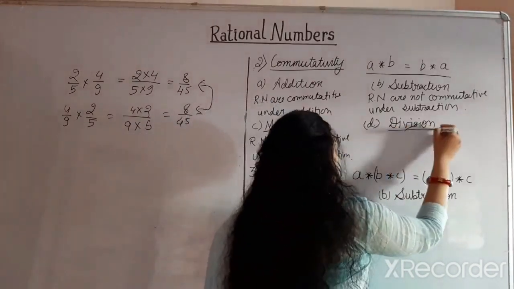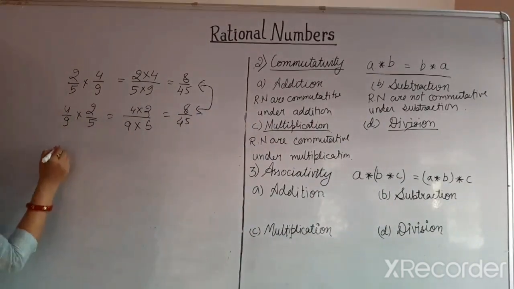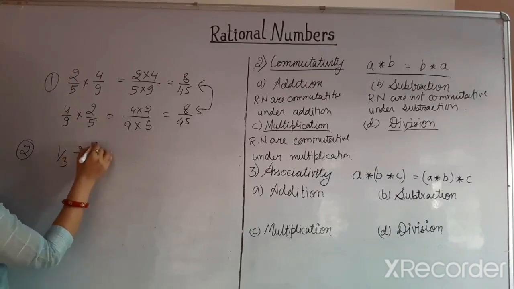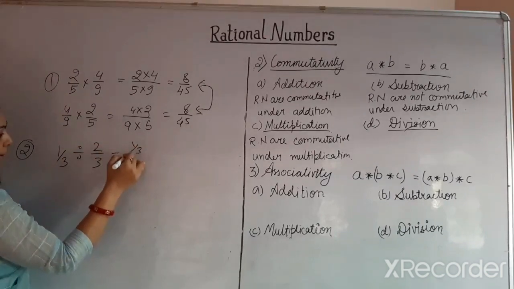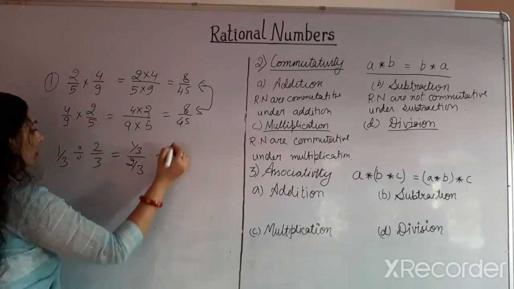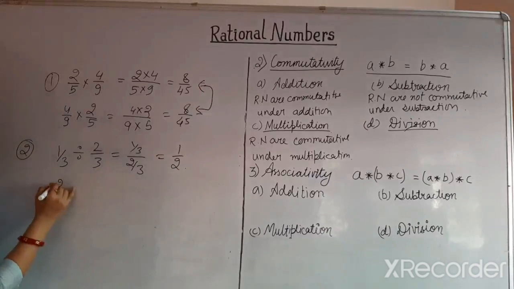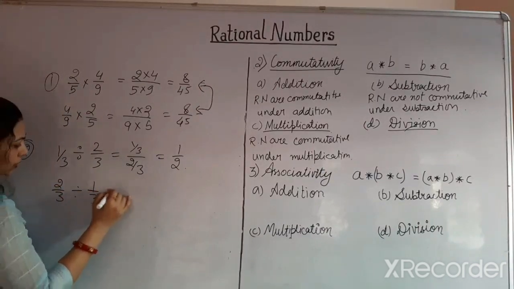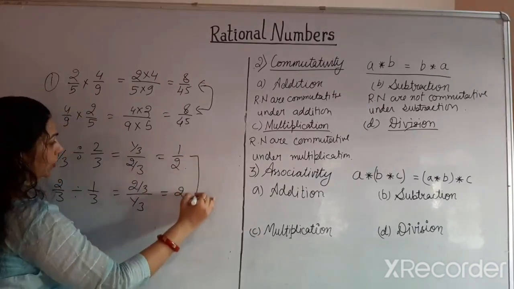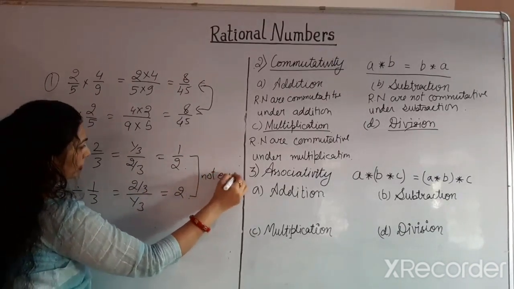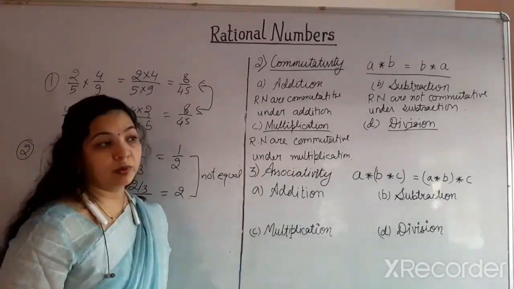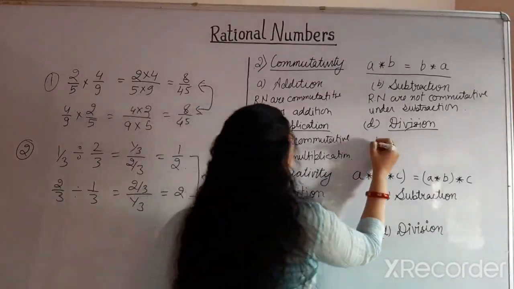Now, let's take division. If we divide any two rational numbers, suppose 1 upon 3 divided by 2 upon 3, what would be the result? Yes, 1 upon 2. If we divide 2 upon 3 by 1 upon 3, the result will be 2, and these both are not equal. It means that rational numbers are not commutative under division.